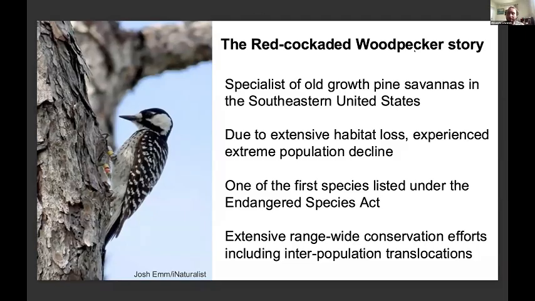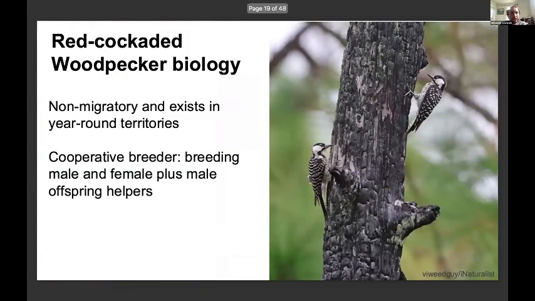And that listing prompted pretty concerted and extensive range-wide conservation efforts, including these conservation translocations that I have been talking about. And so this is like a birdie crowd that likes birds, so I wanted to share a little bit about their biology more generally. They're a pretty unique and interesting species, I think. So this is a non-migratory species that they actually exist and defend these year-round territories. They are a cooperative breeder, which is a pretty unusual breeding strategy in birds.